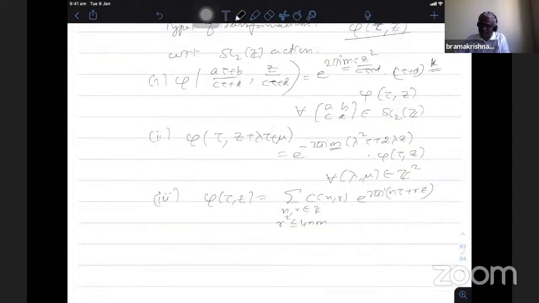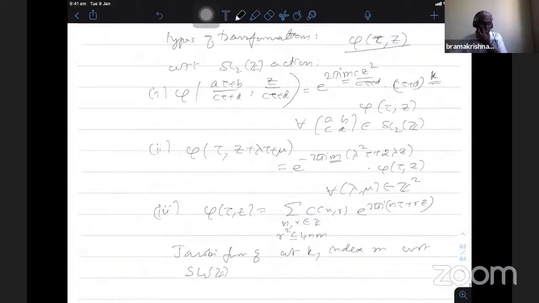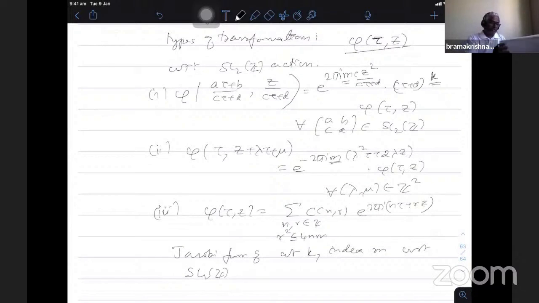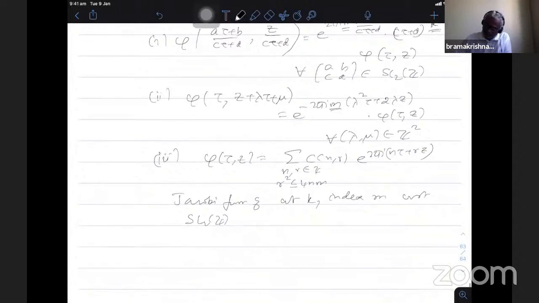Okay, so any function with this type of Fourier expansion is called a Jacobi form of weight k, index m with respect to SL2(Z). These are Jacobi forms, and they arise naturally from Siegel modular forms, which one should know.